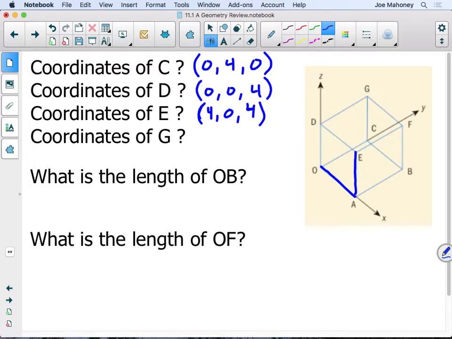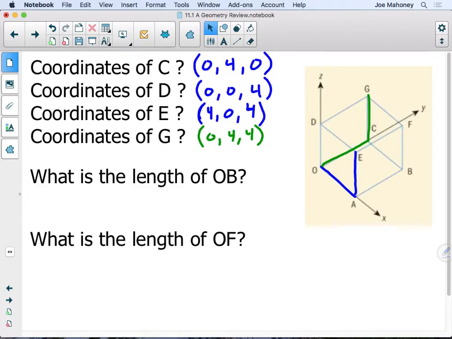And then to get out to point G, it looks like we are not going any direction in the x-axis, but in the y-axis, we're going over 4, and the z-axis, we're going up 4. So we'll call point G 0, 4, 4. So you should be okay at finding coordinates in a three-dimensional plane.